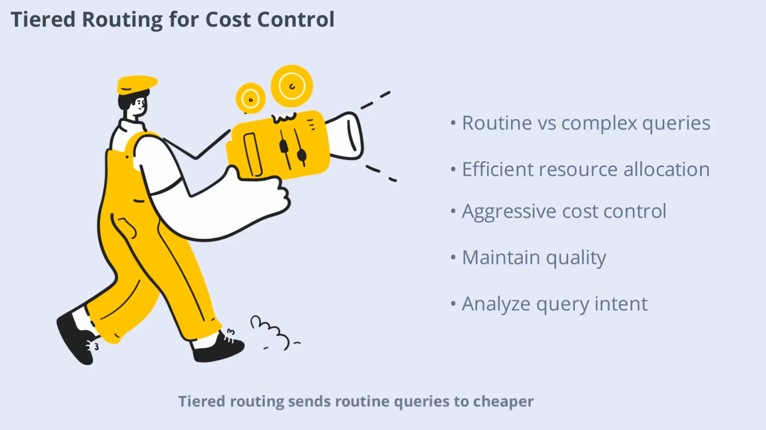Tiered routing sends routine queries to cheaper, faster models and escalates complex requests to advanced models. Analyze query intent to determine routing, combined with semantic and prompt caching for aggressive cost control. This strategy ensures efficient resource allocation and maintains high-quality outputs.